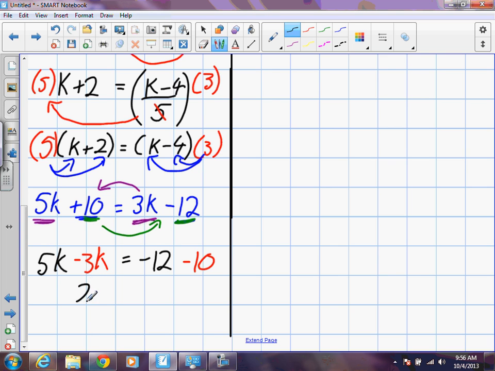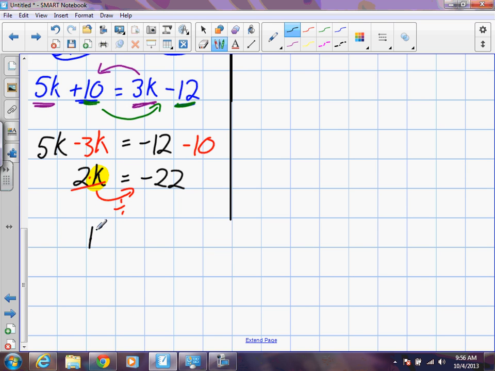2k. Negative 12 minus 10? Very good. Negative 22. Now we want to separate the 2 from the k. That's right. Because it's multiplication, we need to divide when it goes over. So when we divide, we have k is equal to negative 22 over 2. What is k equal to then? Negative 11. Excellent.